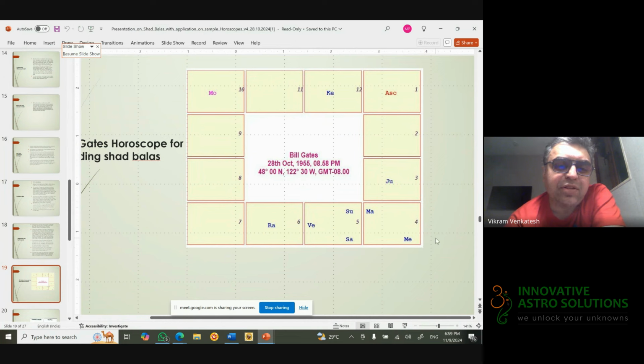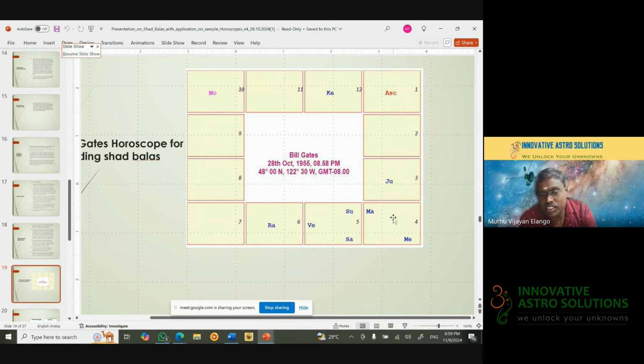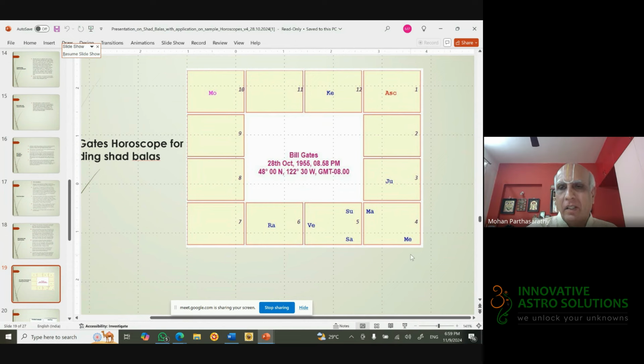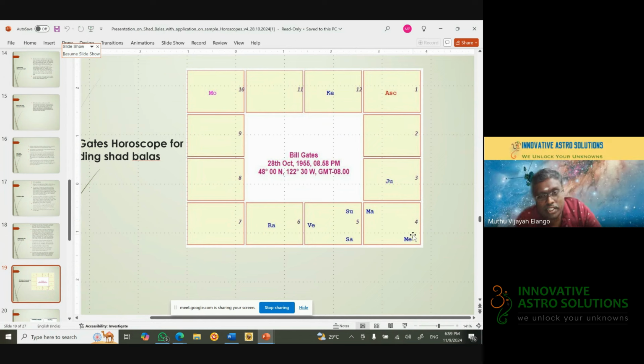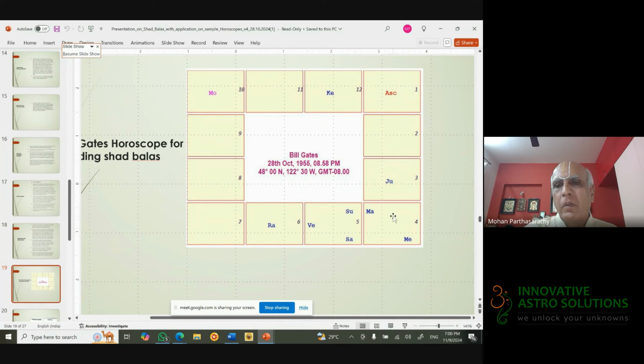So, which means here, though Mars and Moon have weaker sthanabalas by their positions, still he did. I think you are talking about Digbala, Vikram. I think it's not sthanabala. Sthanabala is based on exaltation, debilitation, friendly house, neutral house, or enemy house, whereas Digbala is directional strength.